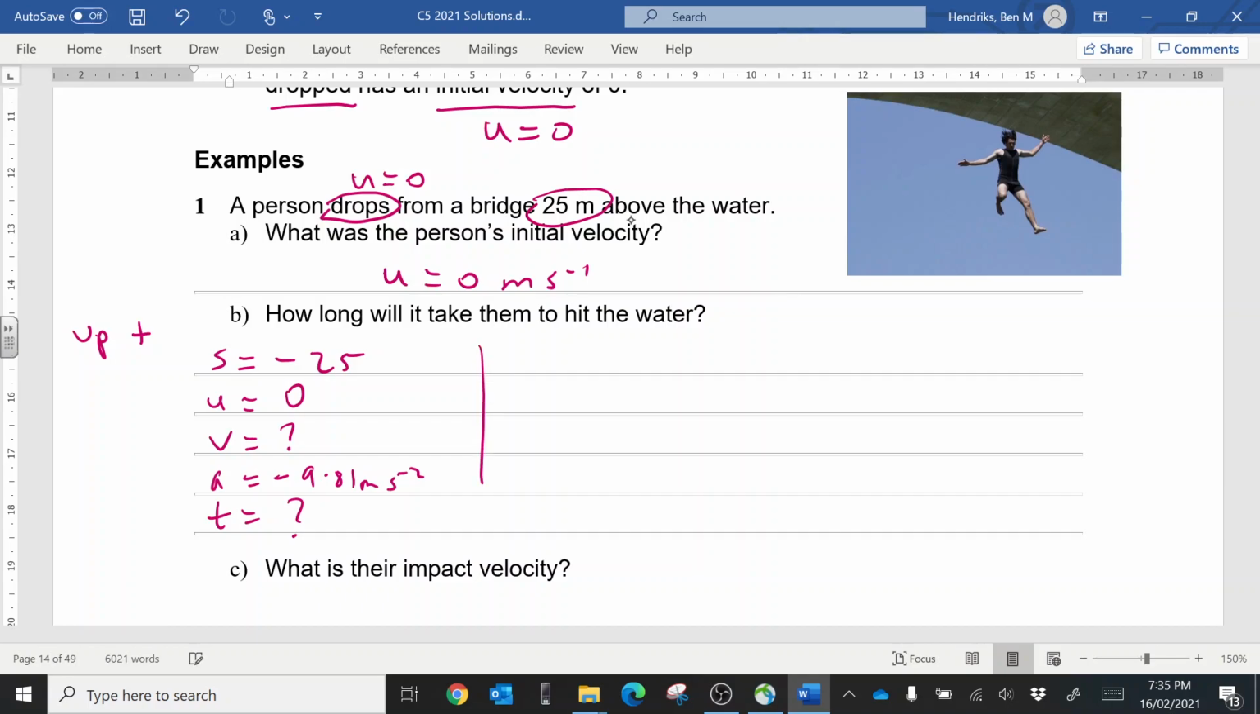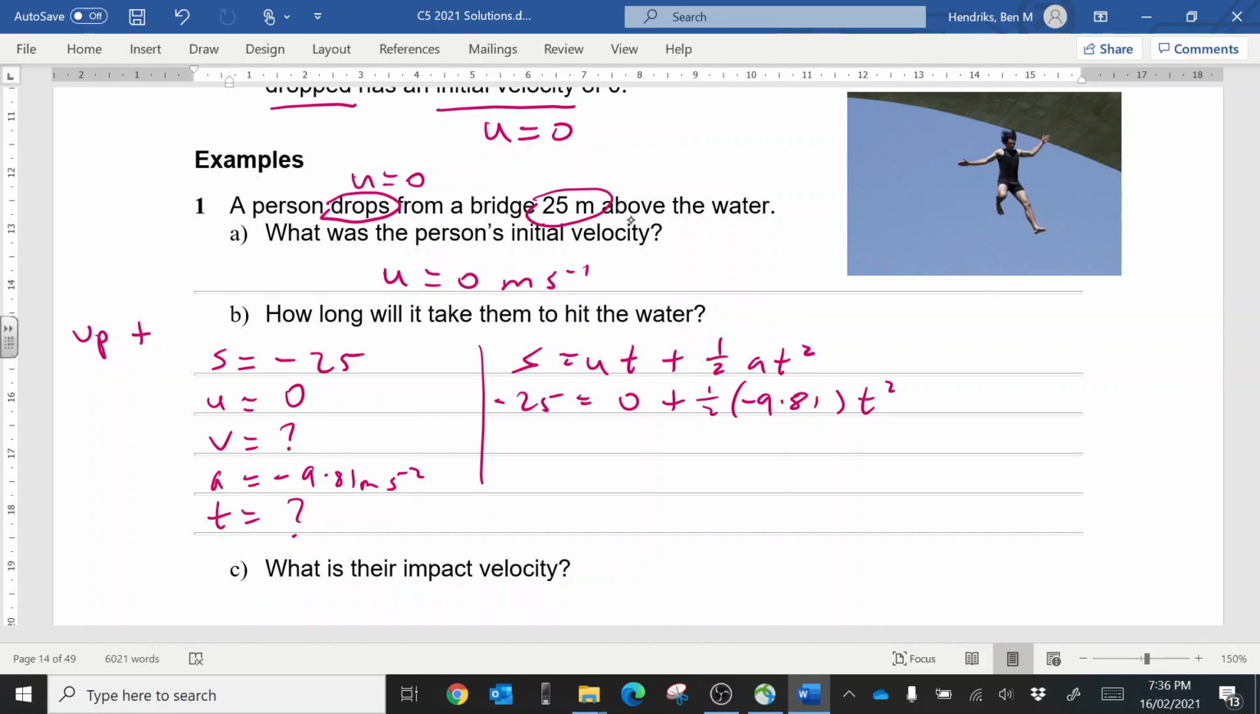So we have what we do know here. Remember with our formula sheet, we have to figure out which one of the equations we're going to use. We have S, U, A, and we're looking for T. So we can use this one here, S equals ut plus half at squared. And we can substitute in our values: negative 25 equals, u is equal to 0, so that first term goes to 0, plus a half times negative 9.81 meters per second squared, and we have t squared here.